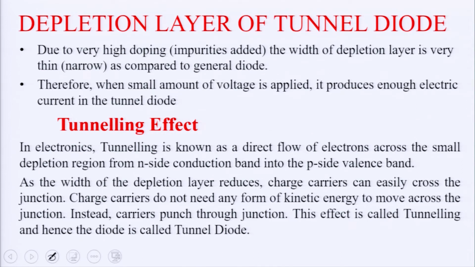Why small depletion layer? Because the tunnel diode is a very highly doped diode. That is why the depletion layer is very narrow, and the flow of electrons is easily possible from the N side to the P side at the low forward voltage, and this phenomenon is called the tunneling effect.